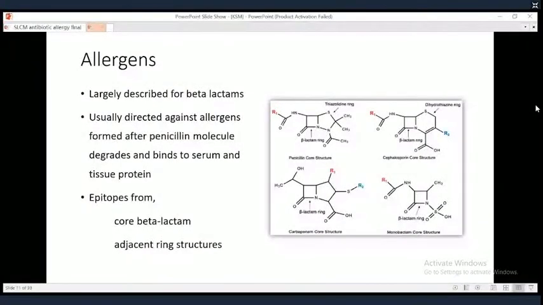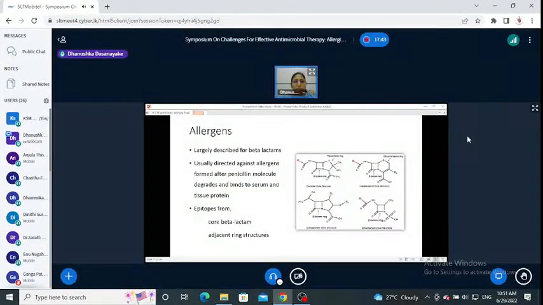So what are these allergens in antimicrobials? These allergens are largely described for beta-lactam antibiotics. These epitopes can be from the core beta-lactam ring or adjacent ring structures. We all know that each beta-lactam has a beta-lactam ring, and there are side chains that make up the rest of the drug structure. When the epitopes are to this core beta-lactam, there can be cross-reactivity between most of the beta-lactam antibiotics, whereas if it's to a particular ring structure, then the allergy is limited to that beta-lactam antibiotic or any other antibiotic that has the same ring structure.